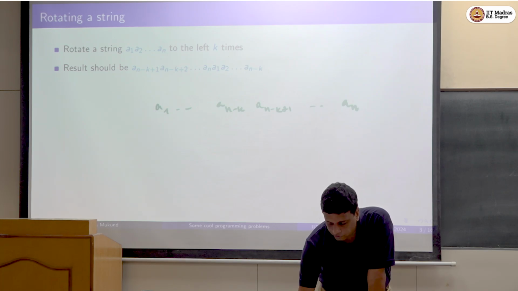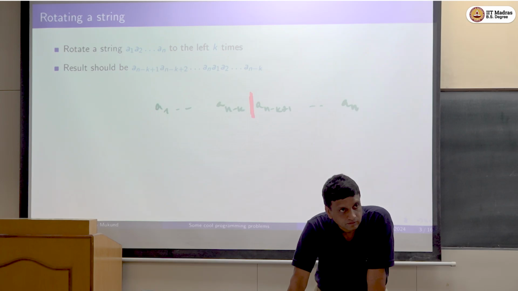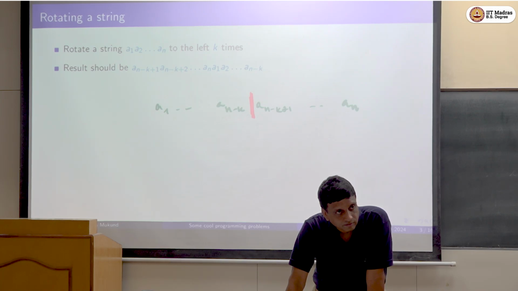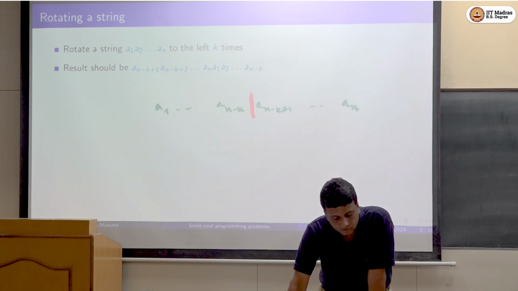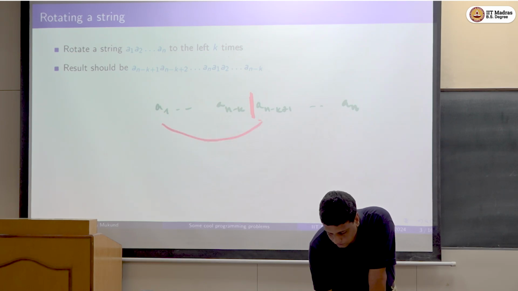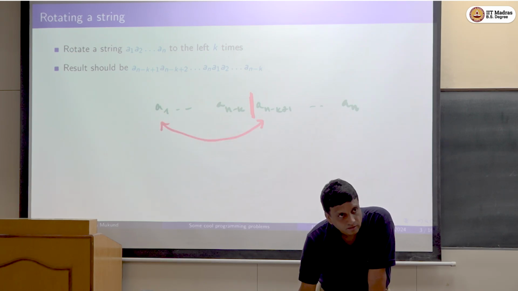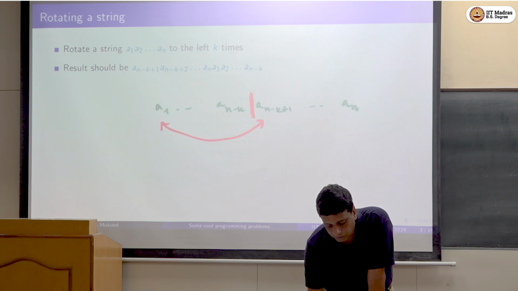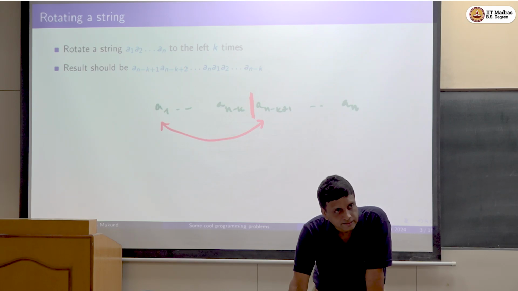Okay. So this is what I have, and this is where I need to break it. Then we can assign a of n minus k plus 1 in the position of a of 1. And then I can move this in the reverse order. So you're going to exchange these two. But now A1 is coming after A of n minus k, right?